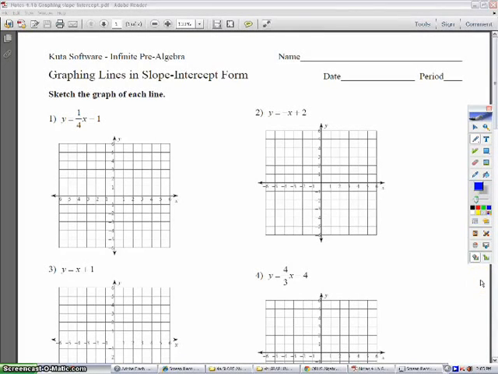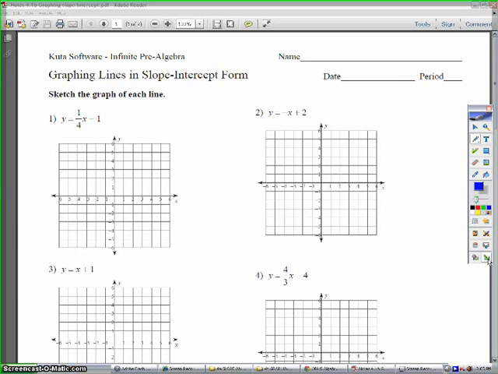Okay, these are our notes for 4B1. We are going to be learning how to graph lines. So we're going to be graphing lines in slope-intercept form. Let's go over slope-intercept form. That is the form y equals mx plus b.